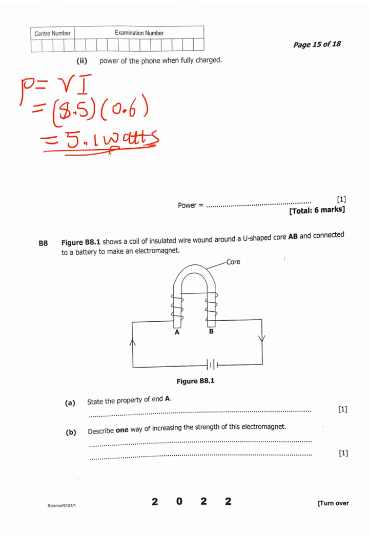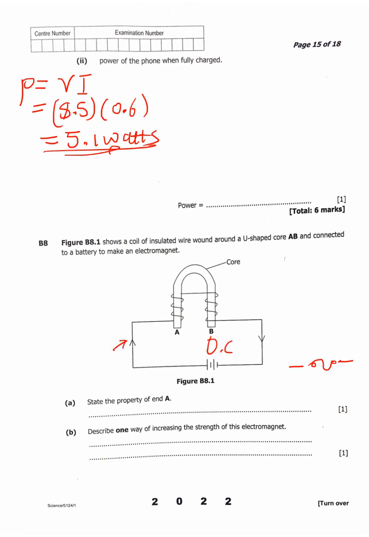Now let's move on to question 8. Figure B 8.1 shows a coil of insulated wire wound around a U-shaped core AB and connected to a battery to make an electromagnet. State the property of end A. So let's look at the direction of this current. This is a DC, a direct current, because an alternating current is denoted by this symbol. So this is an alternating, but we are dealing with a direct current. So this is the direction of current.